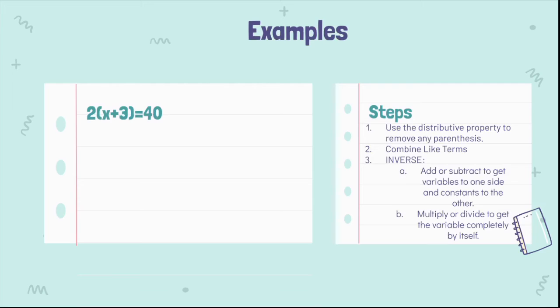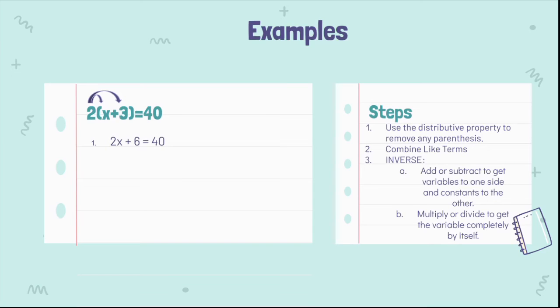Now let's look at some examples. We have the steps to the side to make it easier for us. First, do we have any parentheses here? Yes, we do. We have 2(x + 3) = 40. That means we would definitely do the distributive property first. And as the distributive property says, we do everything outside of the parentheses multiplied by everything inside. So here we would do 2 times x and 2 times 3. That gives us 2x + 6 = 40.